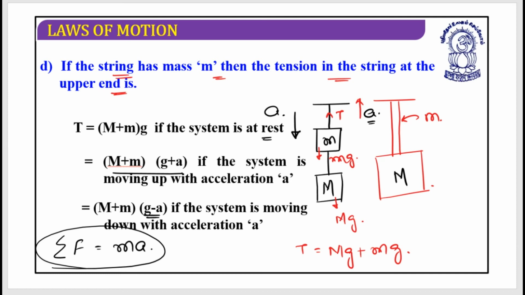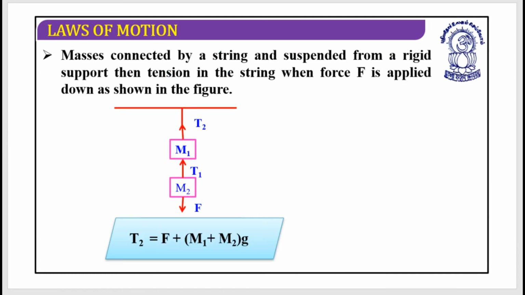Let's look at one more case. Suppose masses are connected by a string and suspended from a rigid support. Then the tension in the string when force F is applied down, as shown in the figure. This is M1, this is M2, and this is being pulled by this force. So what are the forces that are acting? You can see that force F is acting in the downward direction. T1 and T2 are acting in the upward direction.